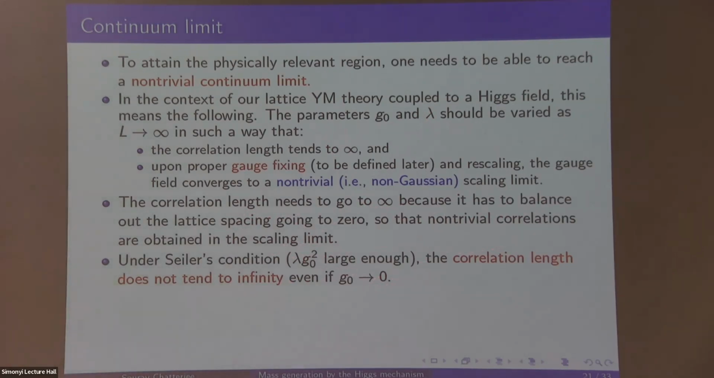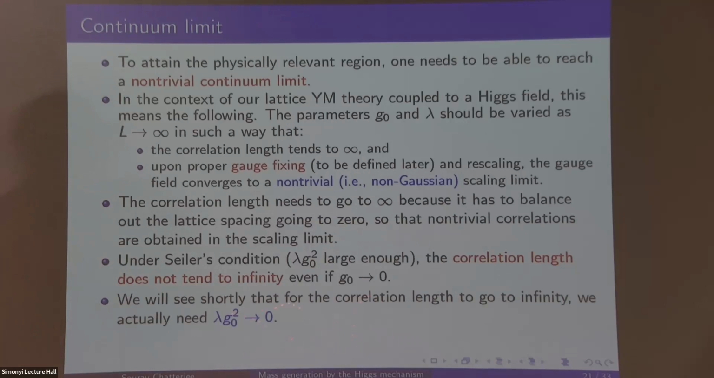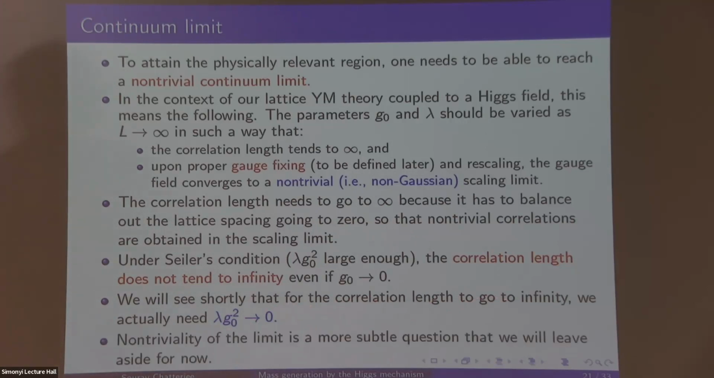Okay, so the correlation length is actually proportional to 1 over lambda G0 squared. We'll see that shortly. So the correlation length does not go to infinity, and therefore you are not in this realistic regime where you're going to a continuum limit. We'll see shortly that for the correlation length to go to infinity, we actually need lambda G0 squared going to 0. So this is the right thing to look at. And non-triviality, as I said, is a more subtle question, so I'll not talk about non-triviality because I don't know how to deal with that.